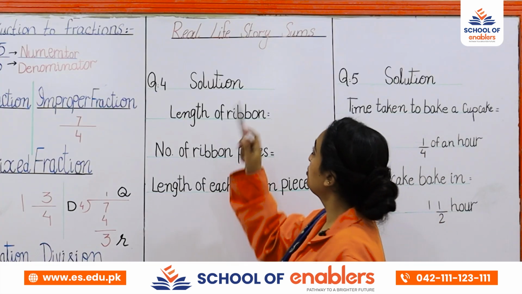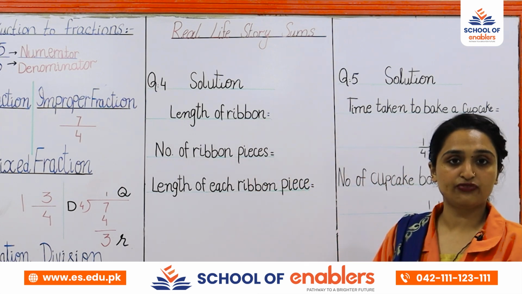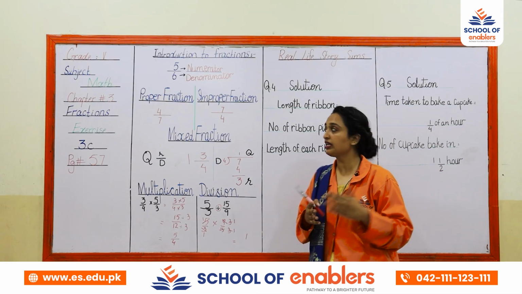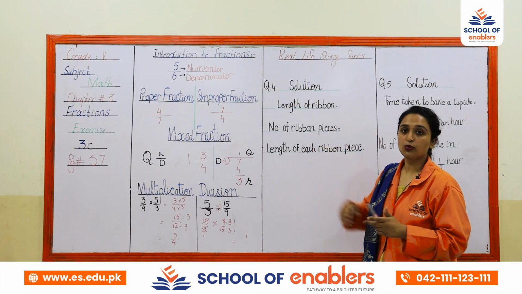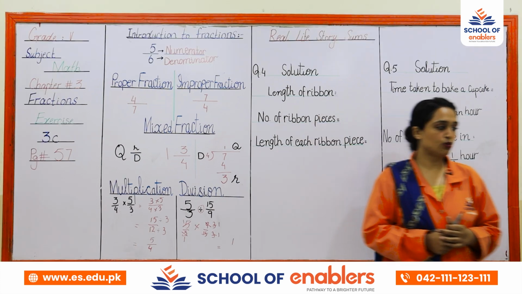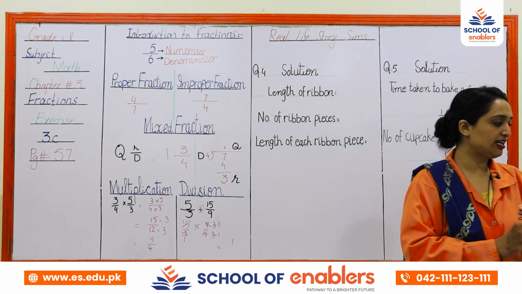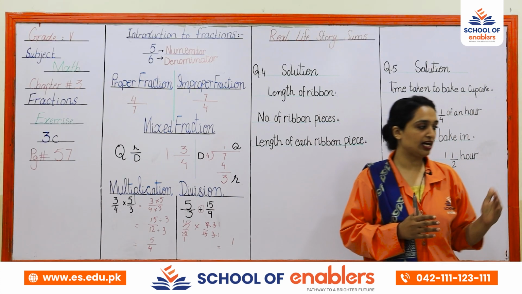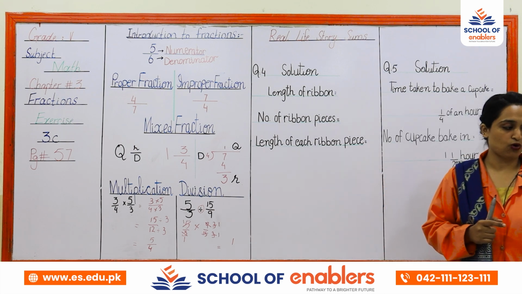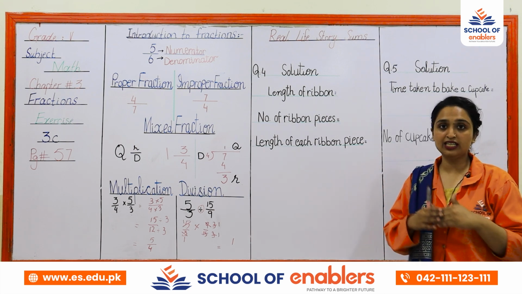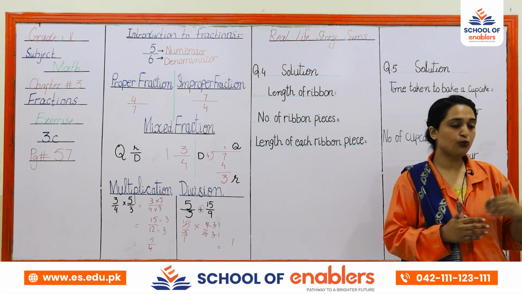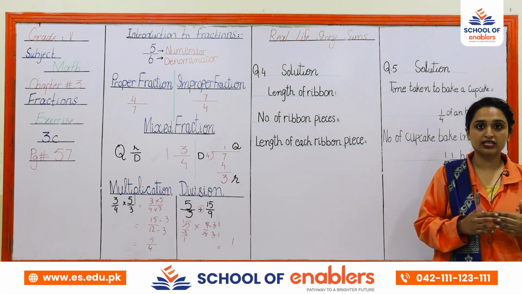So we will do real life story sums at page number 57. Last week we have already done 3 questions. So now we will start question number 4. In question number 4, they have said a piece of ribbon is 5 whole 3 by 5 meter long. If it is cut into 14 equal parts, how long will each piece be?